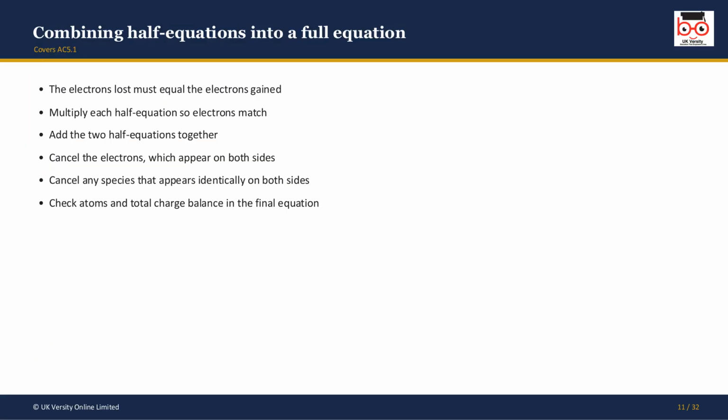To combine two halves into a full equation, the golden rule is that the electrons lost must equal the electrons gained. So you multiply each half equation up until the electrons match, then add the two together. The electrons, now equal on both sides, cancel out, and you cancel anything else that appears identically on both sides. Finally, check that the atoms and the total charge balance in your finished equation.